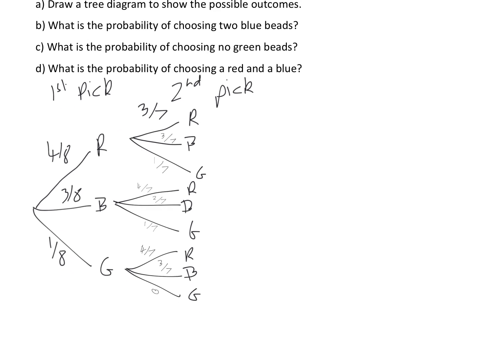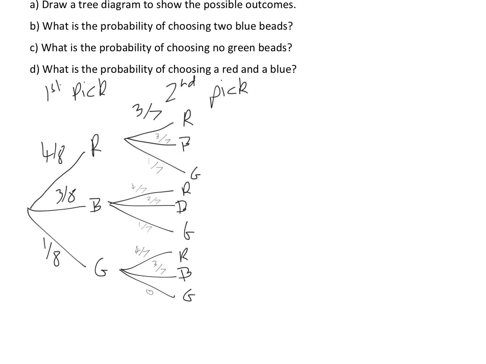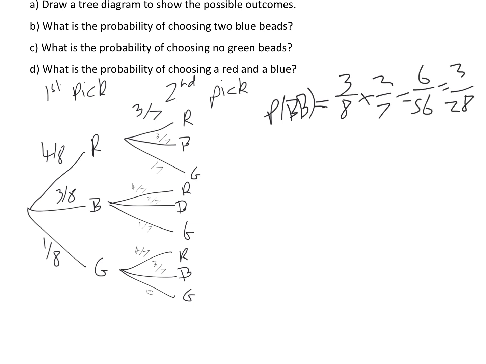Okay, the next bit I'm going to go through a bit faster because that's the whole idea of dependent events. The next bit is just the same as independent events, the same sort of procedure. Part B is what's the probability of 2 blue. They're dependent events, but we've worked out the probabilities, so we can multiply the probabilities together. Blue and blue is 3/8 times 2/7. That is 6 out of 56, or 3 out of 28. Part B.